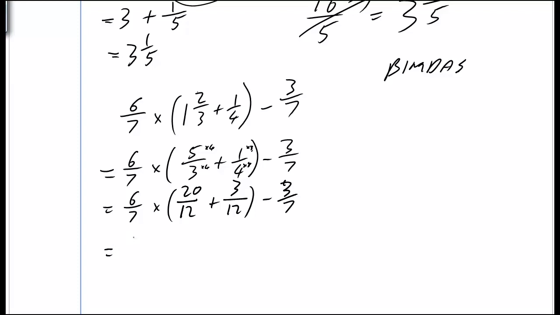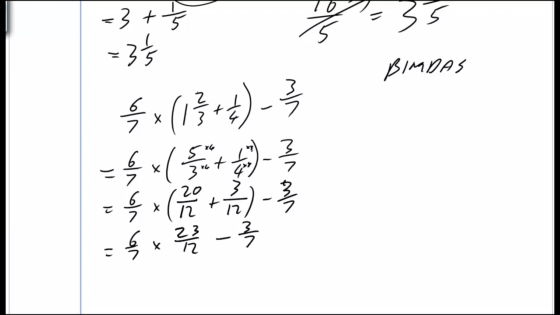Okay, now there's a lot of writing down for this, but I'm just breaking it down into smaller steps. We're still trying to work out what's inside the brackets, because you have to do what's in the brackets first. You can't do anything else until you've done what's in the brackets. Now we've got the lowest common denominator there is 12, so 20 plus 3 is 23 on 12. Hang on. 23 over 12. So there's the answer for what's in the brackets.